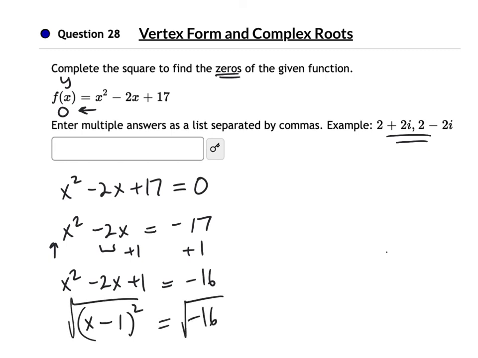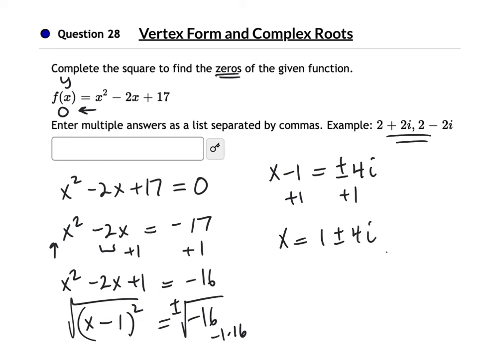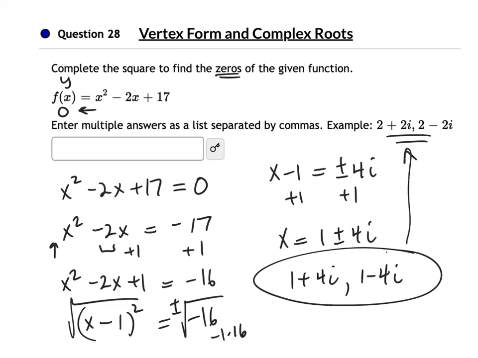Square root both sides and put our plus or minus. And we have x minus 1 equals plus or minus. Negative 16 is negative 1 times 16. The plus or minus goes in front of the number. The square root of 16 is 4. Square root of negative 1 is i. Last step, add 1 to both sides. And x equals 1 plus or minus 4i. This is two solutions. One is 1 plus 4i, and the other is 1 minus 4i. Separate those with commas, like it says in the directions.